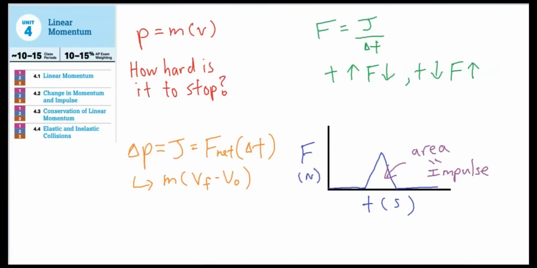Fourth unit, we have linear momentum. Momentum equals mass times velocity. It's basically how hard is it to stop. Some people call it inertia in motion. I don't really love that definition, but it does kind of work.